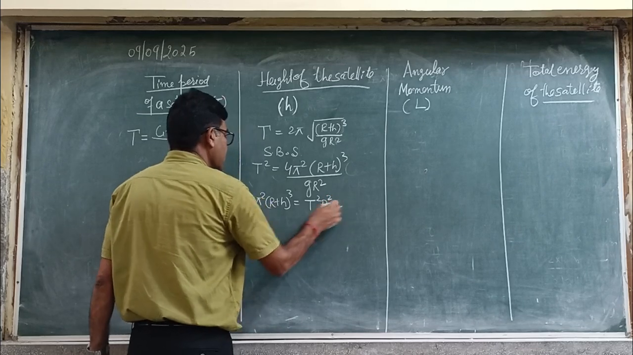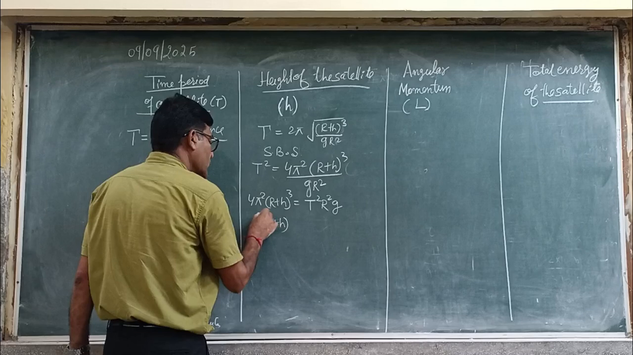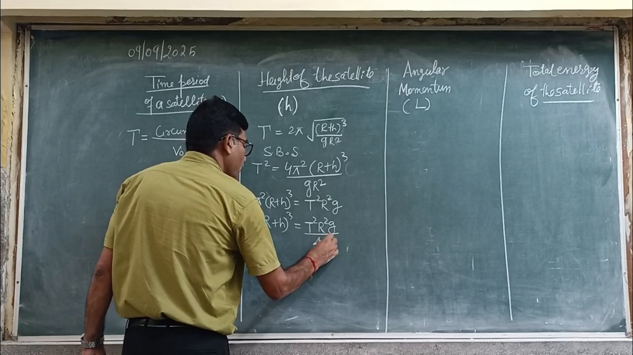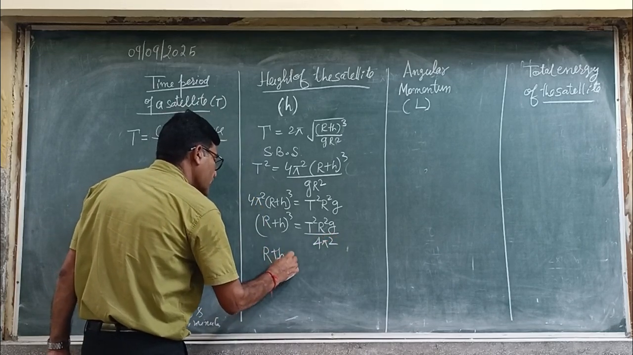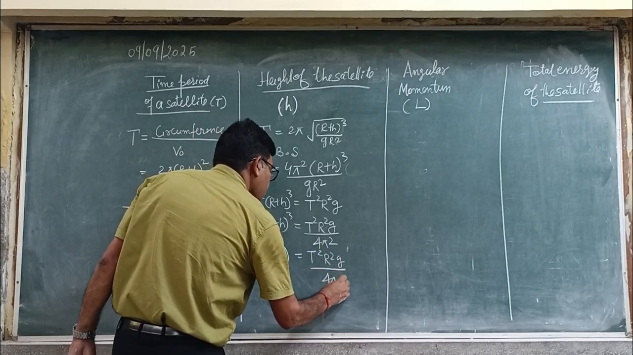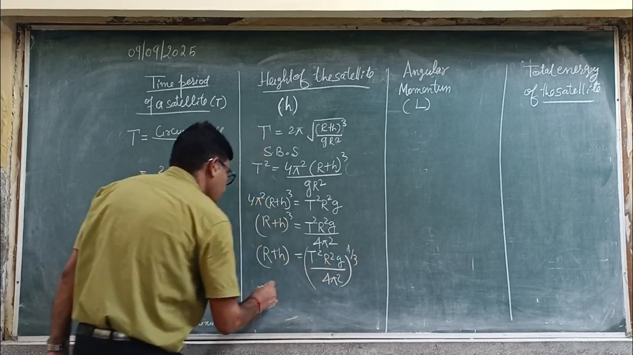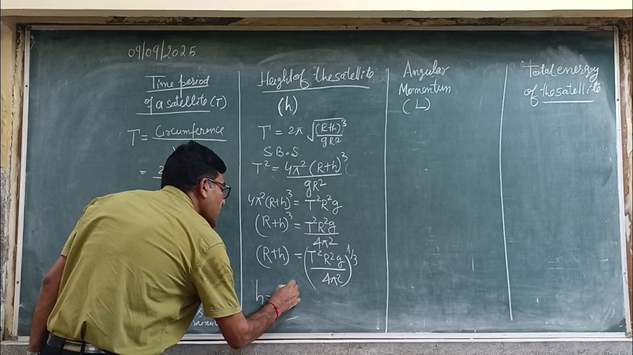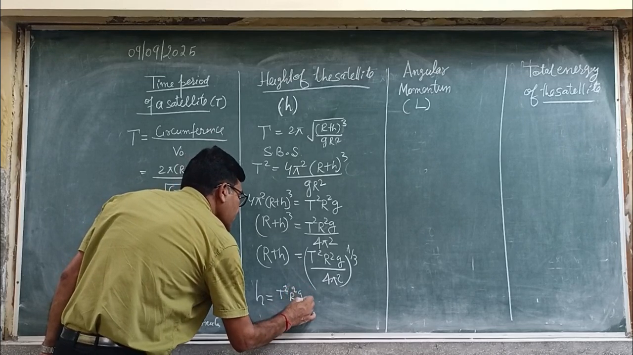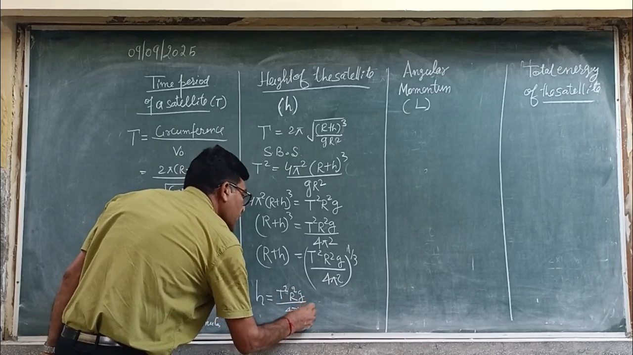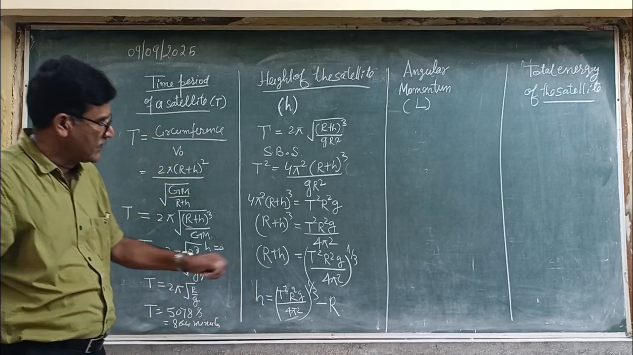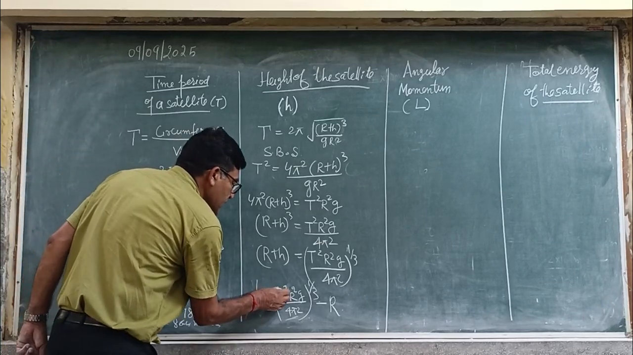So cross multiplying, that is 4 pi square (R plus h) cube is equal to T square R square g, and therefore (R plus h) cube is equal to T square R square g upon 4 pi square. Taking cube root, R plus h is equal to (T square R square g upon 4 pi square) raised to power 1 by 3, and therefore h can be written as (T square R square g upon 4 pi square) raised to power 1 by 3 minus R. This is the expression for height of the satellite.